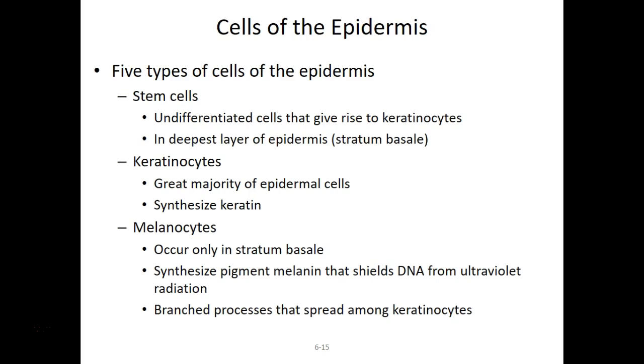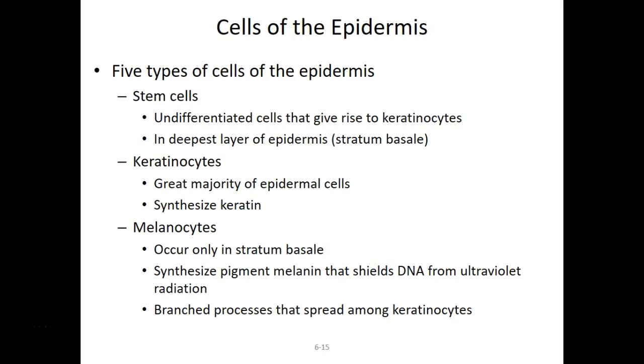In the epidermis, we have about 5 different types of cells. We have stem cells. Stem cells are the cells that give rise to the keratinocytes, and these are only found in the stratum basale. We have keratinocytes. Keratinocytes are the majority of the cells in the epidermis, and they make keratin. That's their major job. They synthesize keratin. As they move up from the basement membrane, they fill with keratin, and eventually they will die.